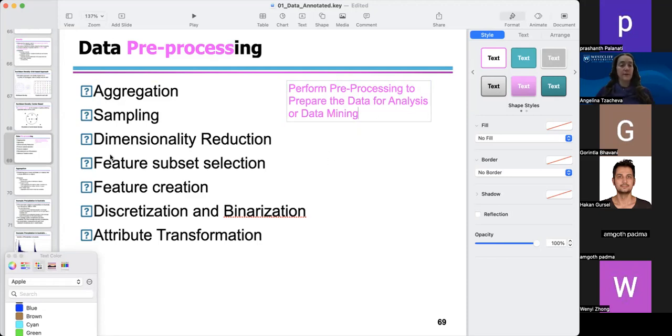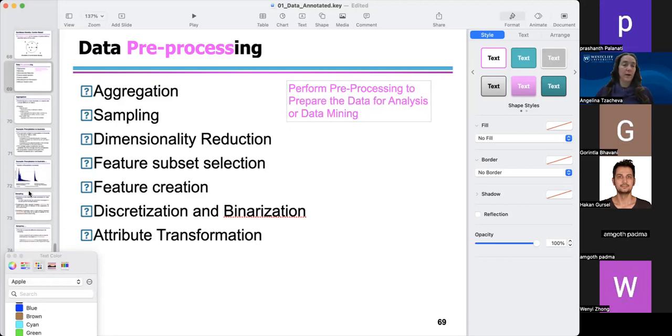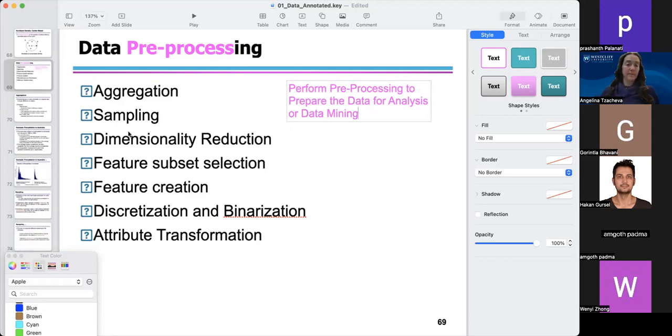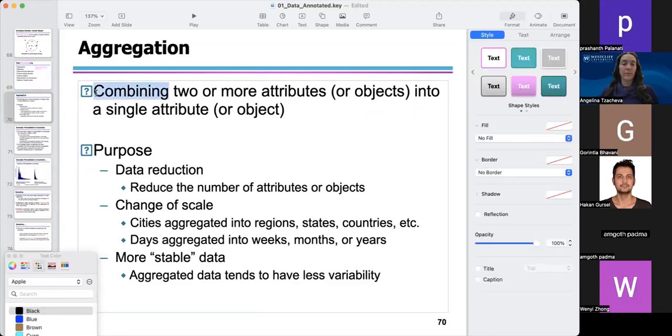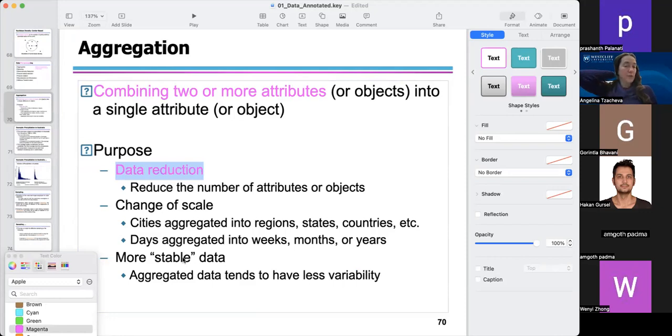So here are several things that we would do to prepare the data. Aggregation. Aggregation is when we are adding data together. That is where we'll be combining two or more attributes into a single attribute or object. We would like to do this if we want to reduce the data, if we want to change the scale, or to have a more stable data.